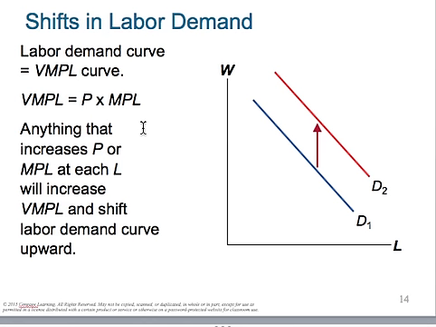Anything that increases price or marginal product of labor at each labor level, each L, will increase the value of the marginal product of labor and shift the demand curve upward. Okay, so if you're getting more output, which means you're getting more value for your output, you're getting more money from your output, you're going to be willing to hire more labor.